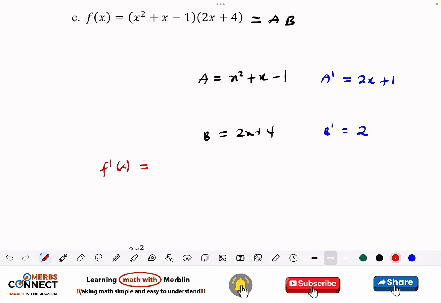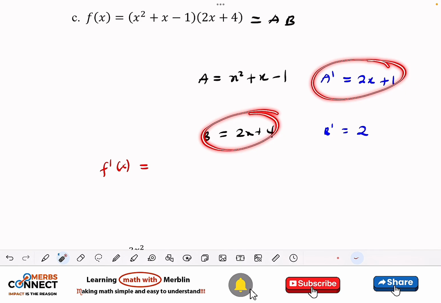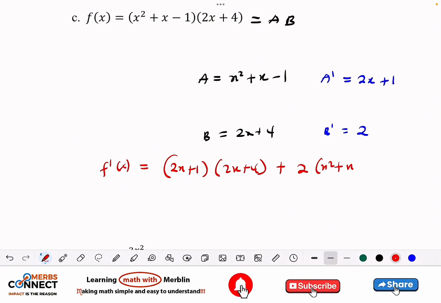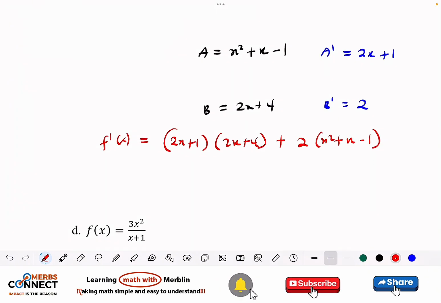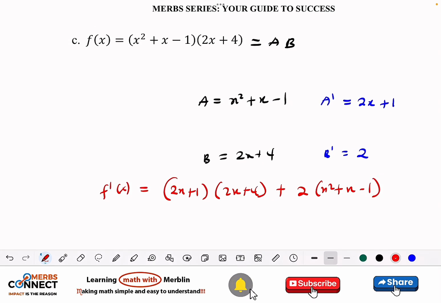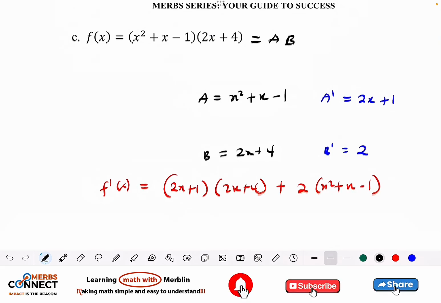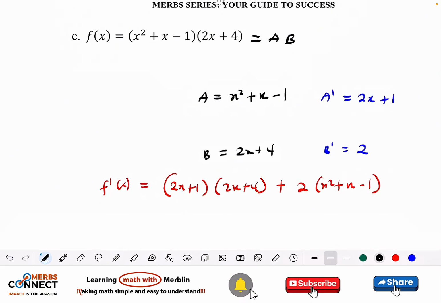So let's do that. If I choose a prime and b first, I'm going to multiply this one to this. So I'm going to have 2x plus 1 times 2x plus 4, plus multiply this to that. I'm going to have 2x squared plus x minus 1. So I can choose to leave my answer in this form. If it is not for me to simplify, then I just leave it in this form. But if it's for you to simplify, then you go through and do the simplification.